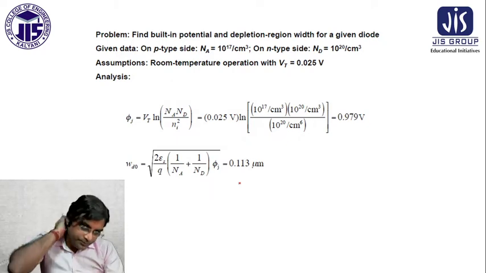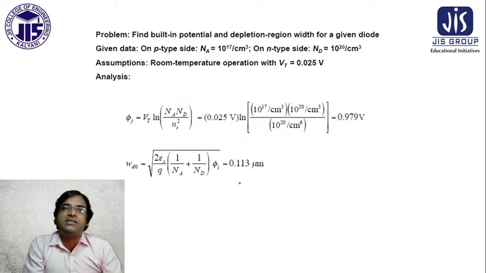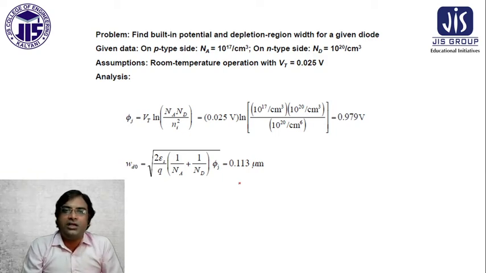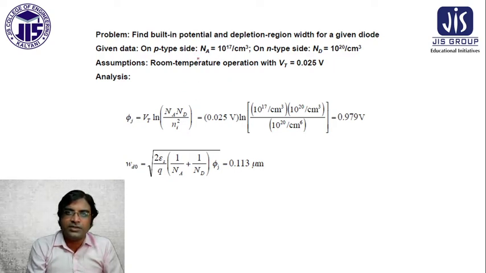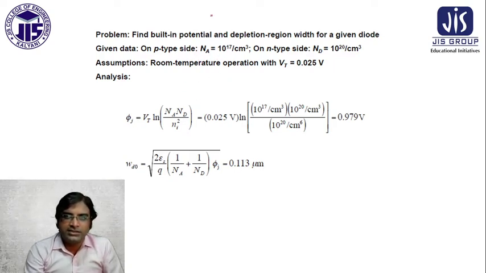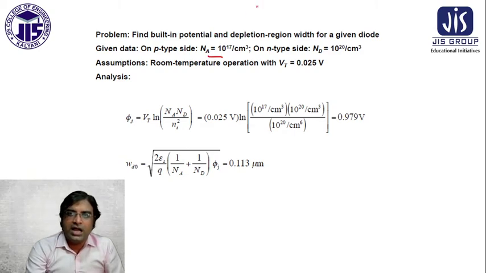Basically, one problem is there to find the built-in potential. What is the problem? Find the built-in potential and depletion region width for a given diode, given data on the n-type side and p-side. Na is the acceptor concentration and Nd is the donor concentration.